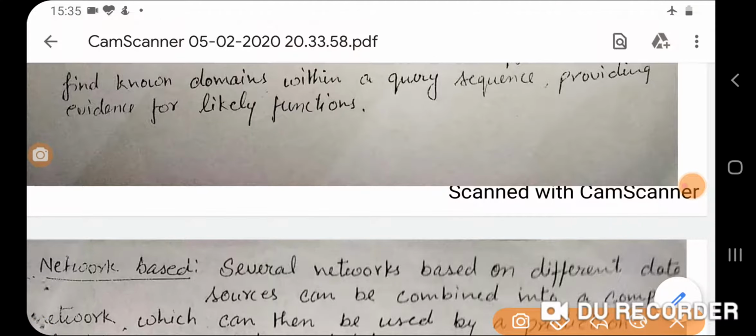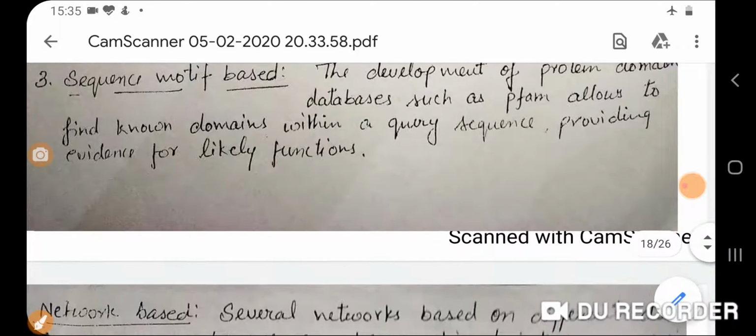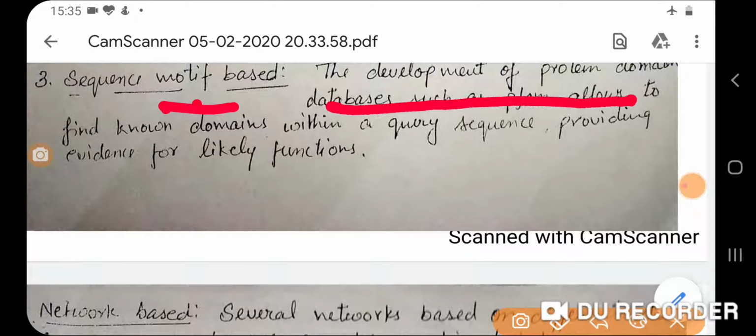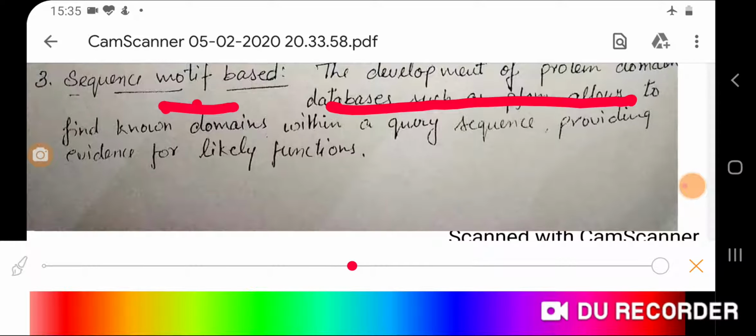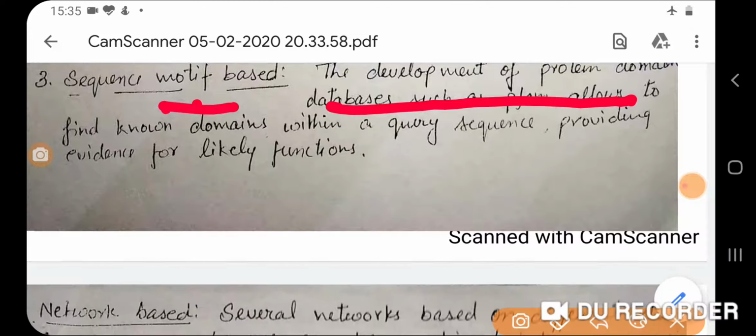So the question comes, what is a motif? That is the main thing. Suppose this is a sequence and you've been asked to examine the motifs available in the sequence. How will you identify the motifs? A motif is nothing but a conserved part. Suppose this is a conserved part, and it is known as a motif.